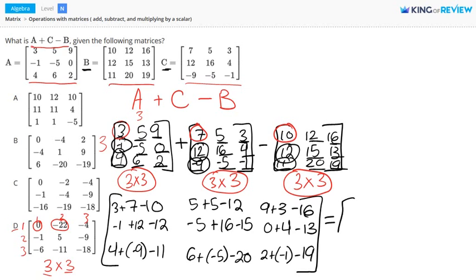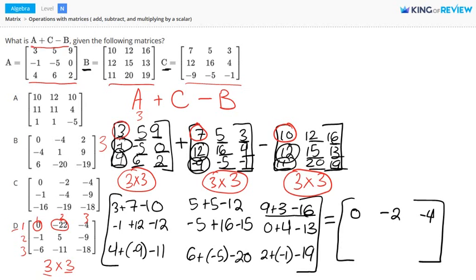So now we've set up each of these entries, and the last thing to do is to do the math on each of these entries. So 3 plus 7 minus 10 equals 0. So that first entry, which is in the upper left-hand corner, will be a 0. Next, we have 5 plus 5 minus 12, and this gives us -2. The next entry, which is 9 plus 3 minus 16, gives us a -4.